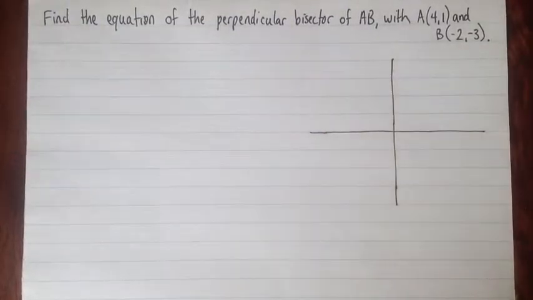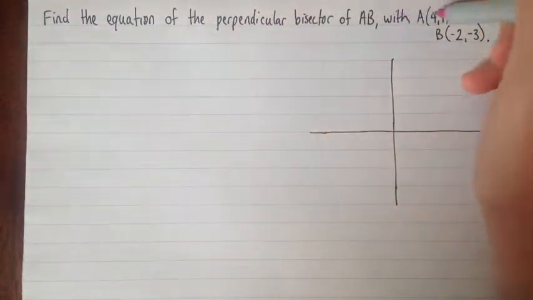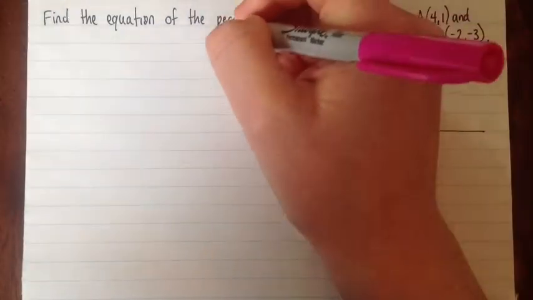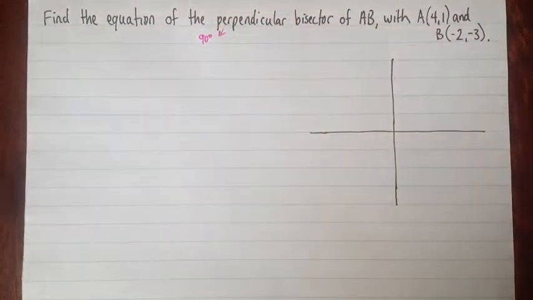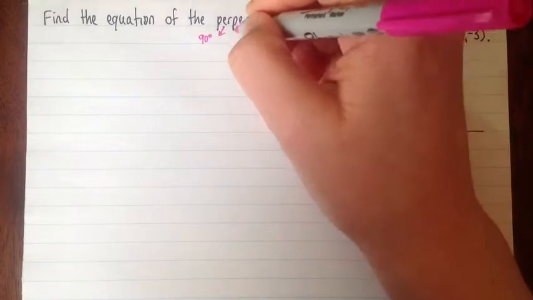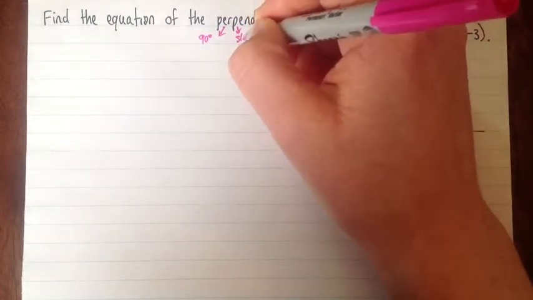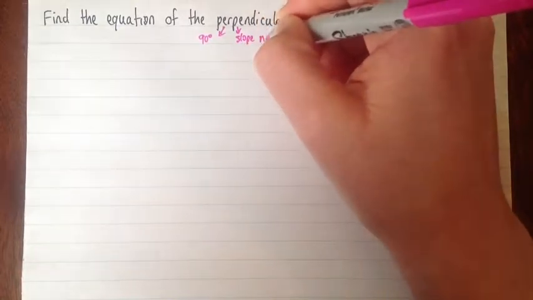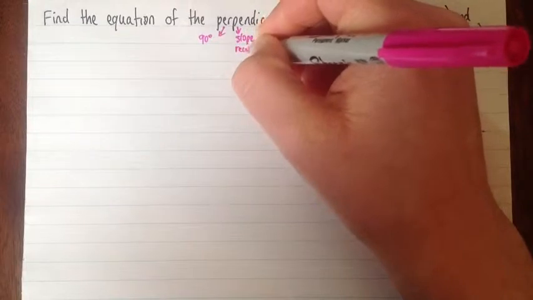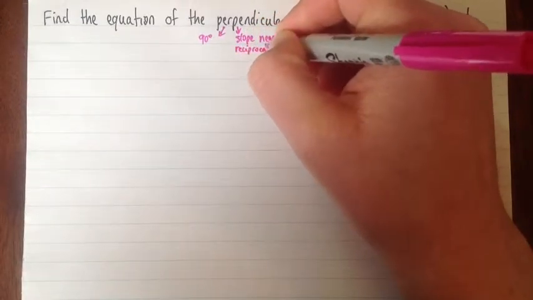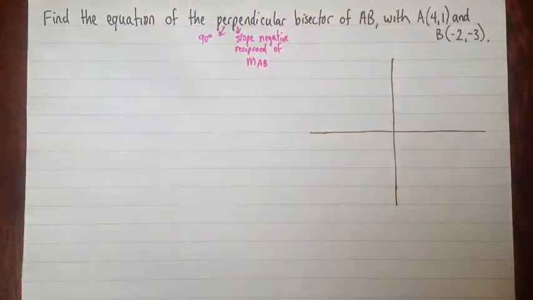Okay, so perpendicular means that this is going to be a line that meets the segment AB at a right angle, 90 degrees. And what do we know about the slopes of perpendicular lines? The slope will be the negative reciprocal of the slope of AB.